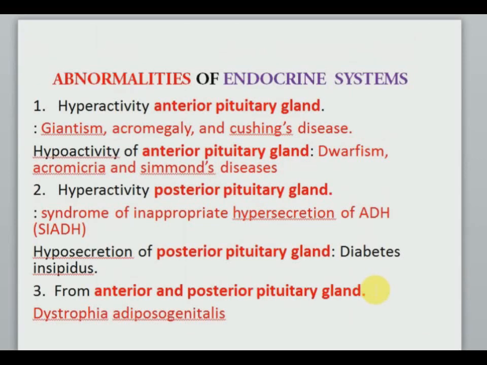Okay, we have abnormalities of the endocrine system. Some here are due to too much of those hormones, which is hyperactivity, and we have some that are below, which is hypoactivity. You can see that here. And okay, you can pause the video here just to get some things written down. Is that clear? All right.